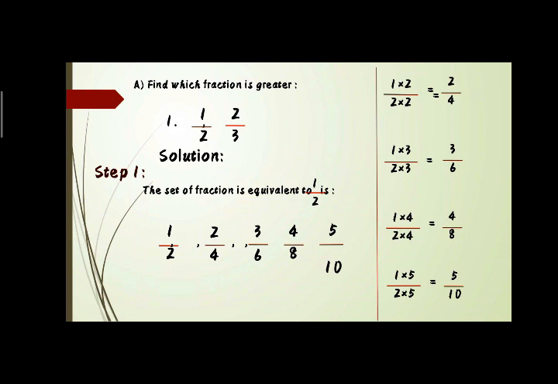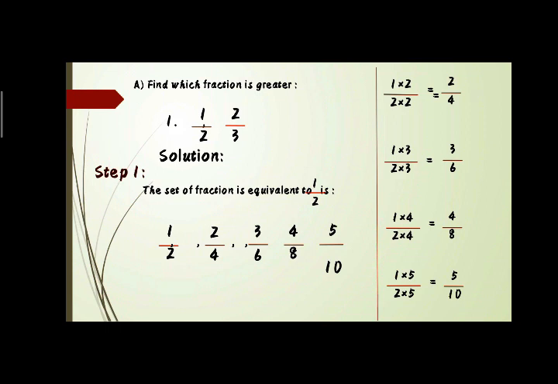The question is: find which fraction is greater. Among this pair of numbers, 1 upon 2 and 2 upon 3, identify which one is greater. But you have to notice here that their numerator and denominator both are unequal. So we follow the rule of the equivalent fraction. Move to the rough column.